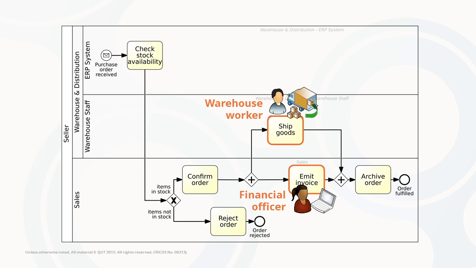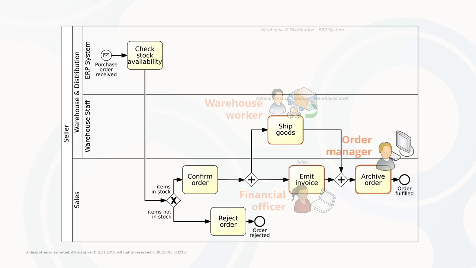Now, upon completion of both these two activities, ship goods and emit invoice, then the BPM system will pass control over to an order manager. And this could be done again through the use of a work list handler, through which the order manager will see that there is a new work item to work on, which is about the archival of an order. Now, once this activity has been completed, then the whole process instance will finish.